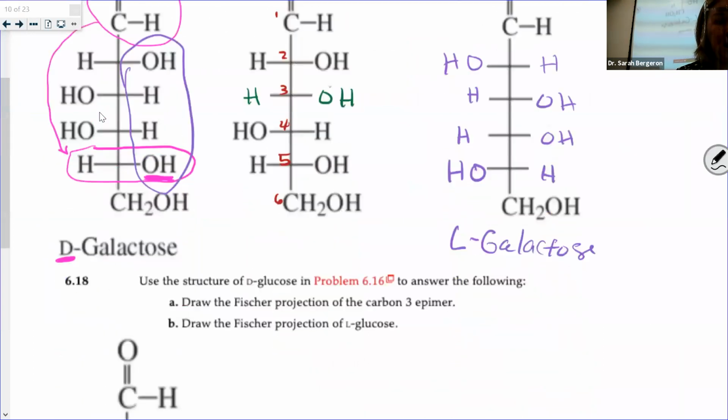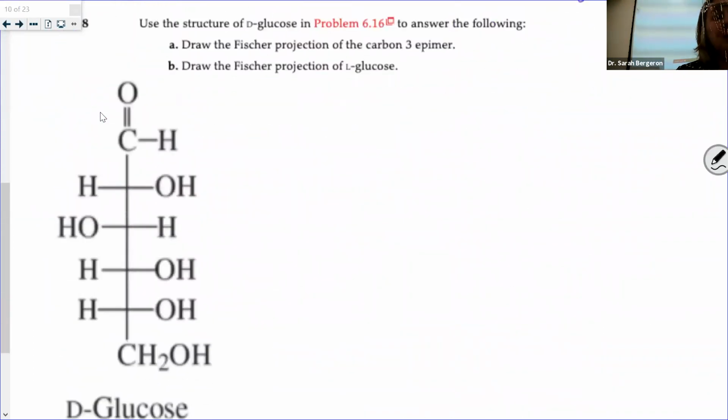Okay, now, use the structure of D-glucose to answer the following. Draw the Fischer projection of the carbon-3 epimer. What is an epimer? They have all these words that kind of sound similar, right? Epimer, diastereomer, enantiomer. It's a new language. The more you use the language, the better off you're going to be.